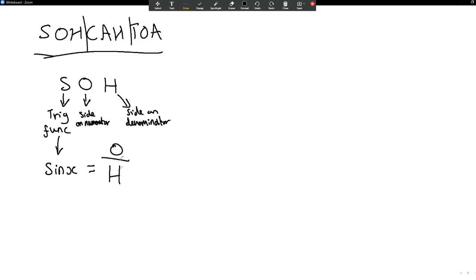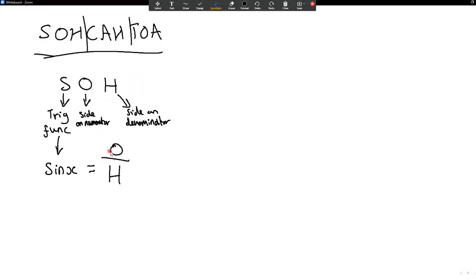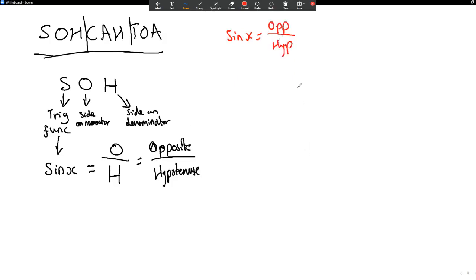But what does this O and H mean? Well, it's going back to these sides, so it's either the opposite, adjacent, or the hypotenuse. So here, because we have O and H, we know that it's the opposite over the hypotenuse, like that. And that's our first rule here. So we can put this in red. Sine x equals the opposite over the hypotenuse. That's a shorthand way of writing opposite and hypotenuse.